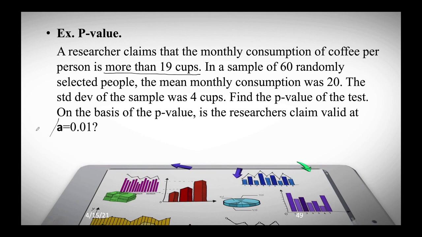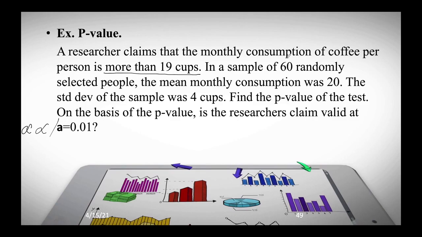So, alpha level. This is the symbol, proper symbol for alpha. Alpha na Greek letter, no? So, next. First, syempre, kailangan natin yung ating given. So, first given. Researcher claims that the monthly consumption of coffee per person is more than 19 cups. So, ito will be the population mean. Kasi nag-claim na sila, may claim na before. So, this will be our mu.